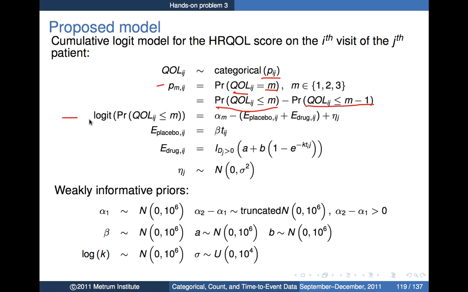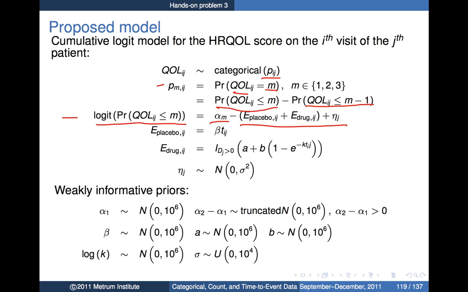And then our model is going to be in the form where the logit of the probability of our QOL being less than or equal to m is going to be an intercept term, just call it alpha_m, so it can take on a different value depending upon what the score is. And then in our proportional odds model, the rest of the model will be independent of m. Recall when we wrote this in general terms, we always said alpha_m minus f of x and theta.